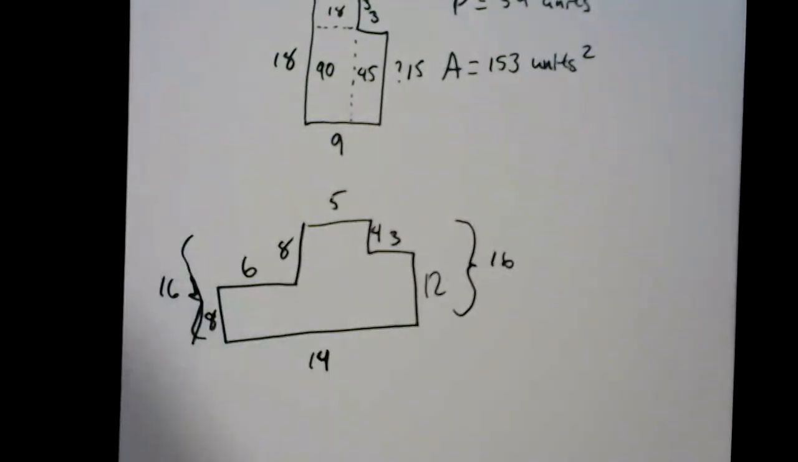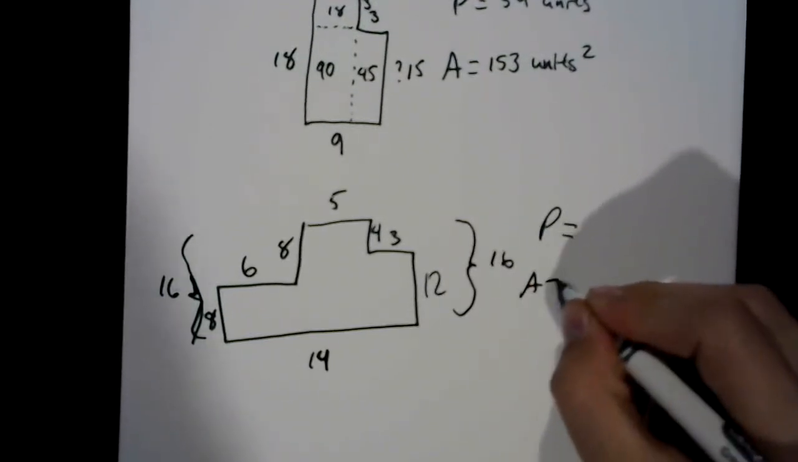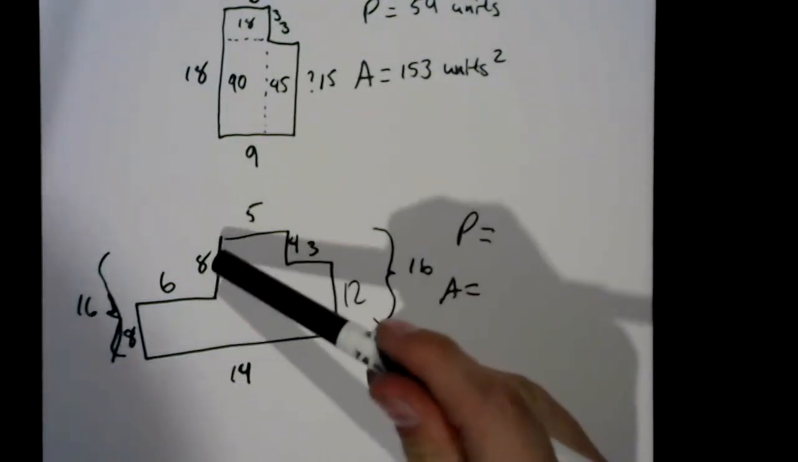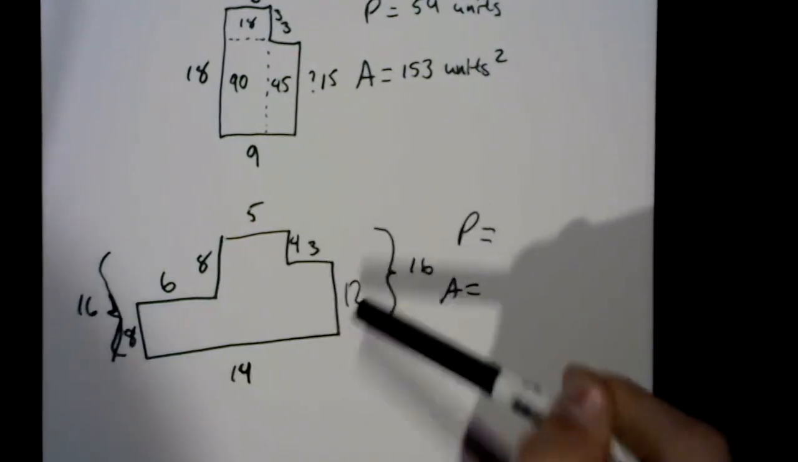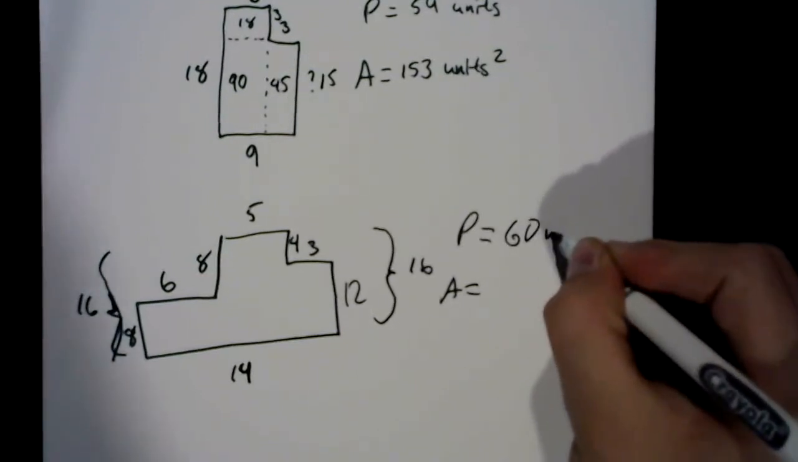Now, we can determine the perimeter and the area. Go to perimeter first. I'll start with 14 plus 8 plus 6 plus 8, plus 5 plus 4 plus 3 plus 12. There we go. Alright. I think I got everything. So that should be 60 units.